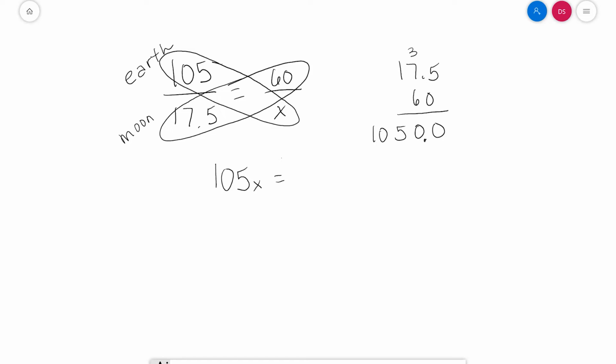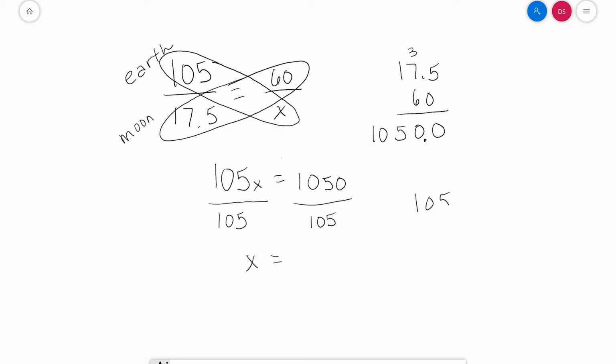Bring my decimal point down. So 105x will equal 1050. And now we have an algebra problem again. So to get the variable alone, I do the inverse operation, which is division of both sides by 105.